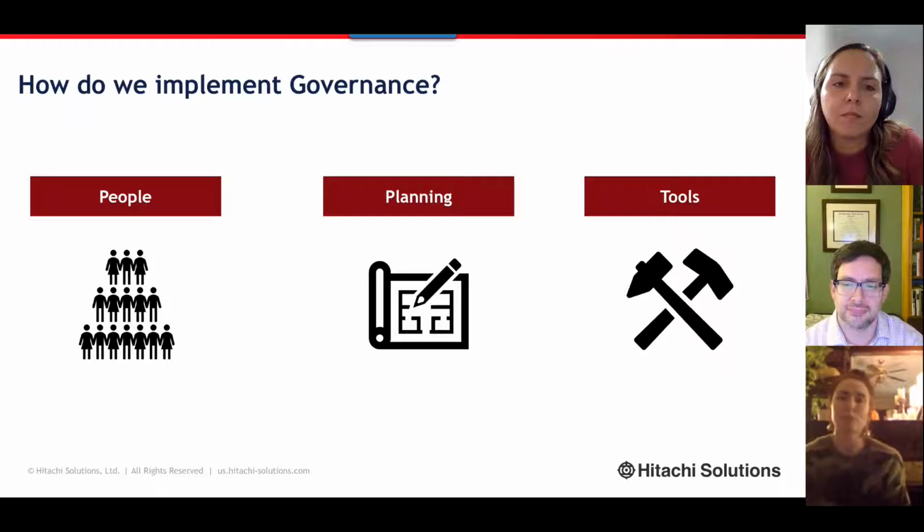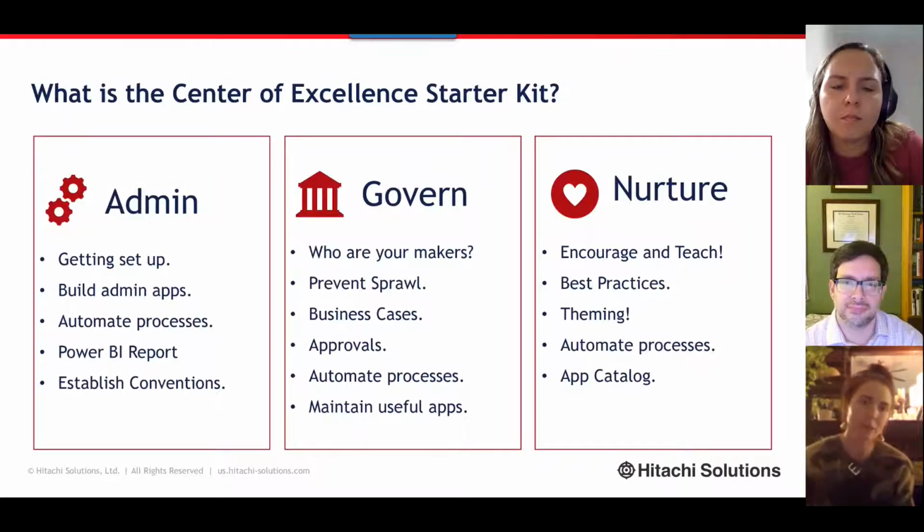And when we talk about tools, we really are talking about the Center of Excellence Starter Kit as a starter, which it very much is called. And how can we expand on that tool to make governance work for our organization? So I quickly mentioned what is the Center of Excellence Starter Kit.